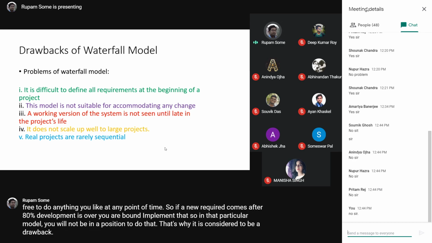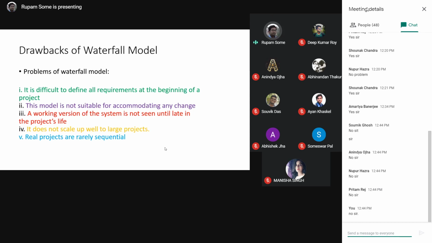The hardware version with which you started at the very early phase of development may be obsolete and not available in the market, because it took a huge amount of time and these versions of hardware are not at all available in the market. This is one of the most important drawbacks you can say.